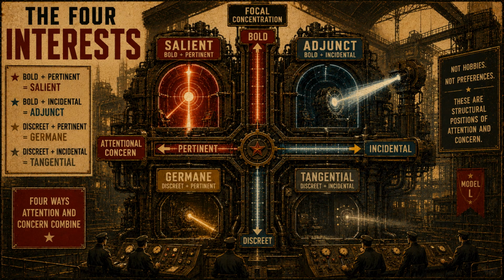When it is bold but only incidental, we get adjunct interest. When it is discrete but still pertinent, we get Germane interest. And when it is both discrete and incidental, we get tangential interest. This is the point where Model L becomes more precise than the simple bold/cautious distinction, because two functions can both look bold but not matter in the same way, and two functions can both look cautious, while one remains quietly relevant and the other stays genuinely peripheral. So the four interests are not just four labels, they describe four different ways attention and concern combine.